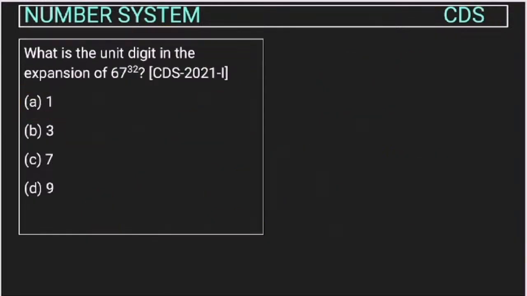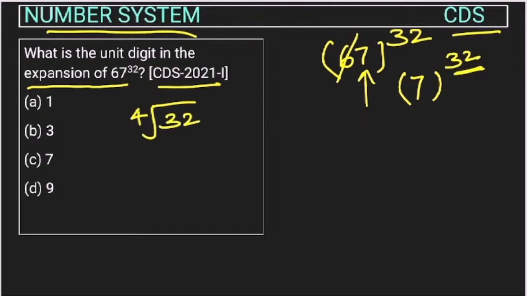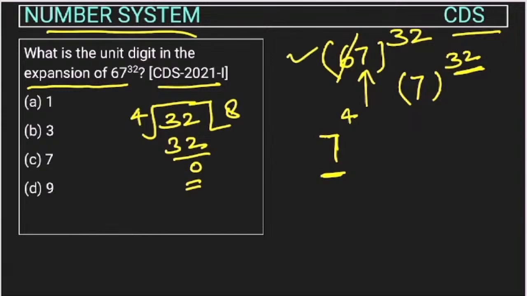Okay. This is a question from the number system chapter asked in the UPSC CDS exam in 2021. What is the unit digit in the expansion of 67 to the power 32, right? So when we have to find the unit digit, we focus only on the unit digit here, 7. 6 we won't consider, right? So this will be 7 to the power 32 we will consider only, and we will divide this power with 4. When we divide this with 4, the remainder is 0. When the remainder is 0, we take the power as 4. So we will just find 7 to the power 4, what will be its unit digit.